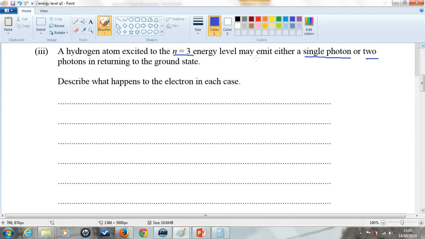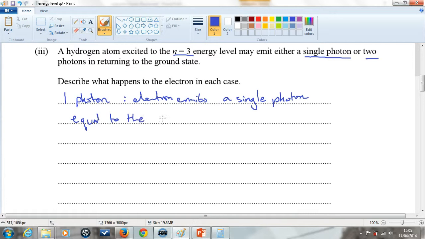Well, for 1 photon, we have the situation where the electron emits a single photon equal to the energy difference in levels between n equals 3 and the ground state.